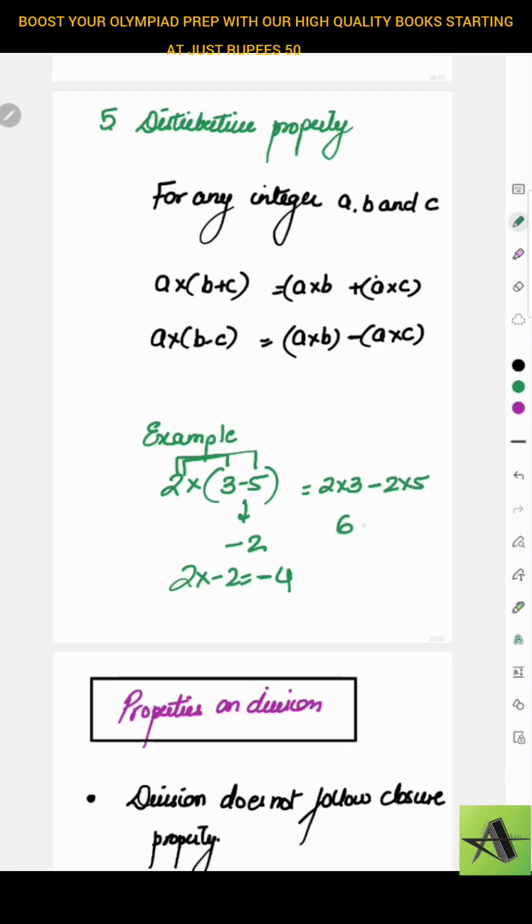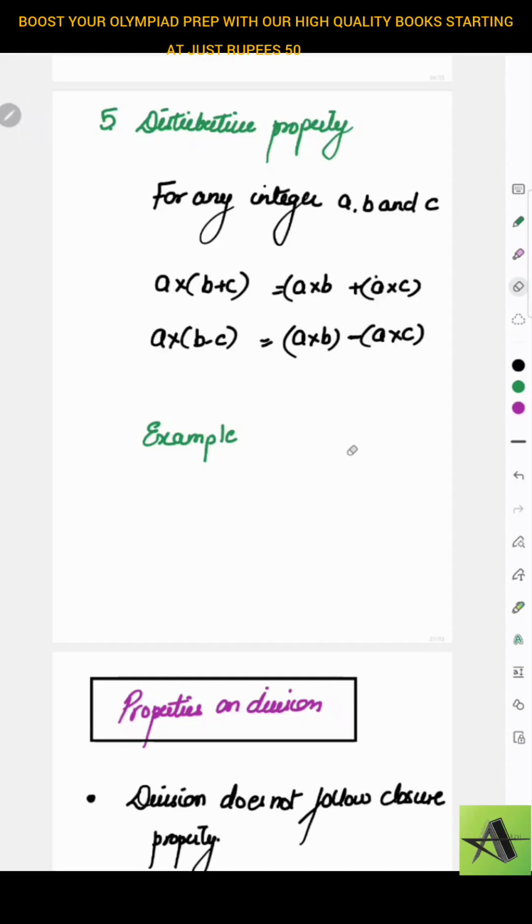So this will be 6 minus 10, which will give me minus 4. So you can clearly see. Now you might be thinking, why are we using the distributive property if this part is much easier? We use the distributive property for very difficult numbers. Say, for example, if it would be 1990 multiplied by 2310. So something like that.